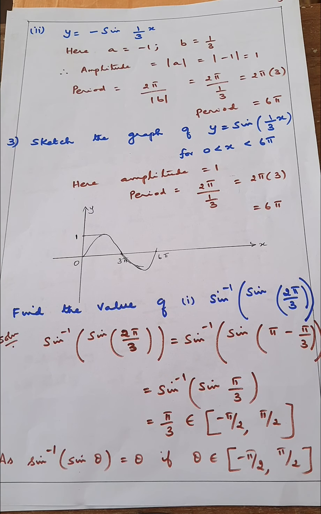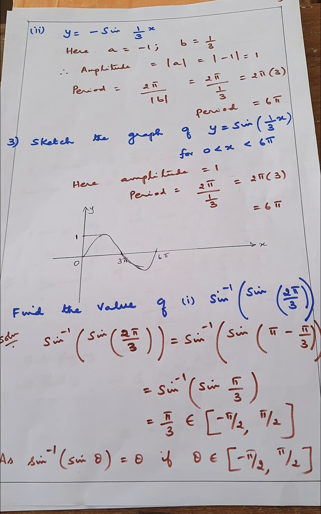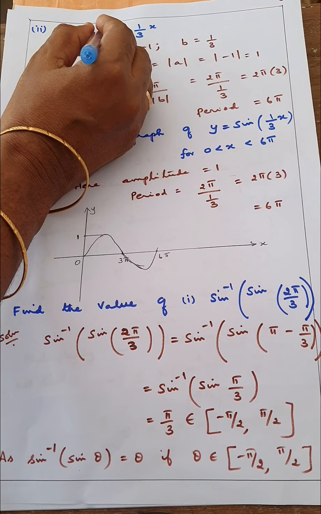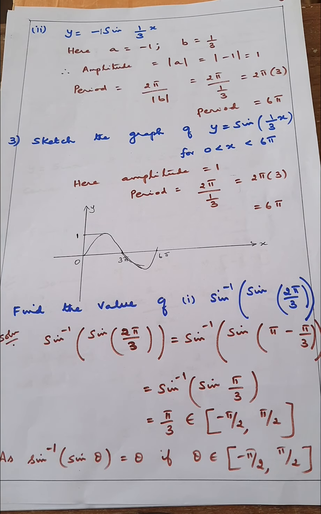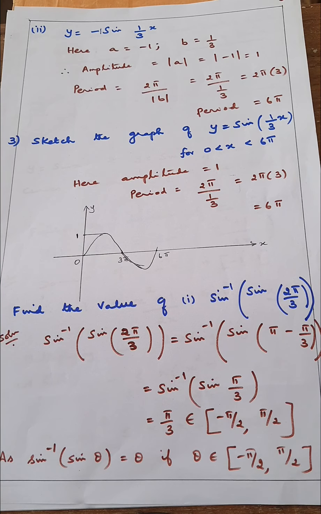Find the amplitude and period of the function y is equal to minus sin 1 by 3x. So what do you have here in the place of a? It is nothing, which means minus 1. So here a is equal to minus 1, and sin bx, so what is b? 1 by 3. You know the formula for amplitude, it is modulus of a. So modulus of minus 1 is equal to 1.